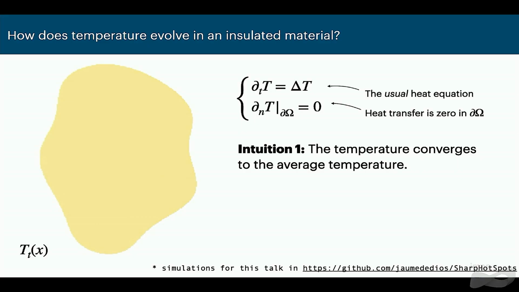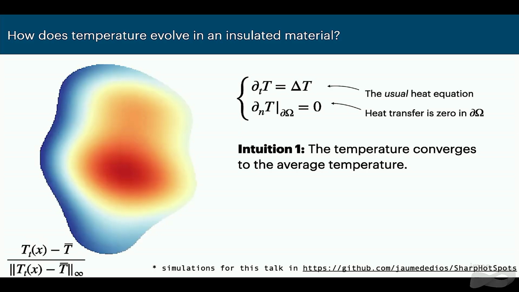But then we get greedy and ask, can we say more? Can we say things about how we reach this average temperature? For example, which points get there faster, which points get there slower? And we zoom into the microscopic temperature fluctuations. How do we do that? Instead of plotting the temperature, we plot the difference between the temperature and the average temperature, because we expect the temperature to go to the average temperature, and we divide that by the maximum of this so that we get some meaningful object.